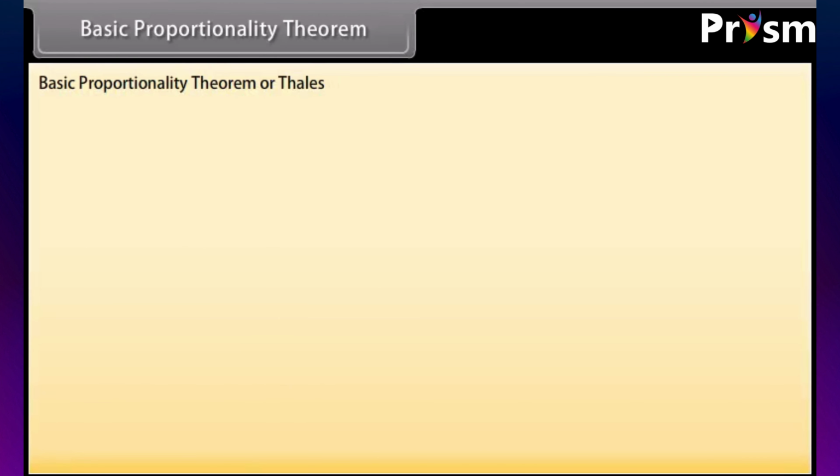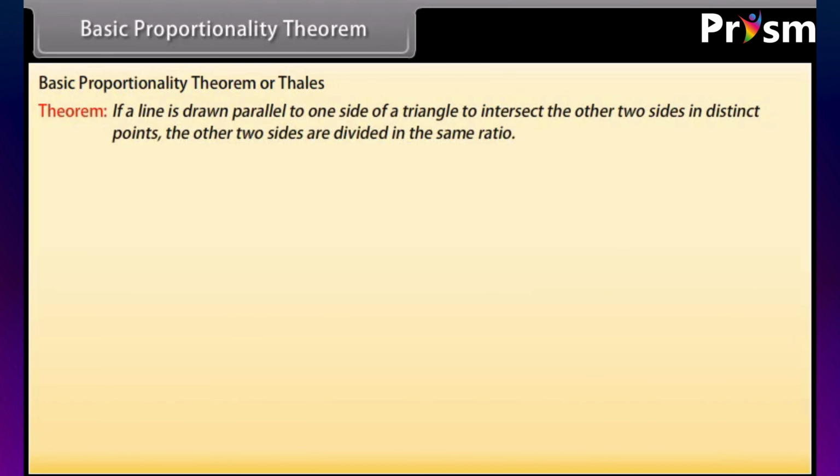Basic Proportionality Theorem. Basic Proportionality Theorem or Thales Theorem. If a line is drawn parallel to one side of a triangle to intersect the other two sides in distinct points, the other two sides are divided in the same ratio.